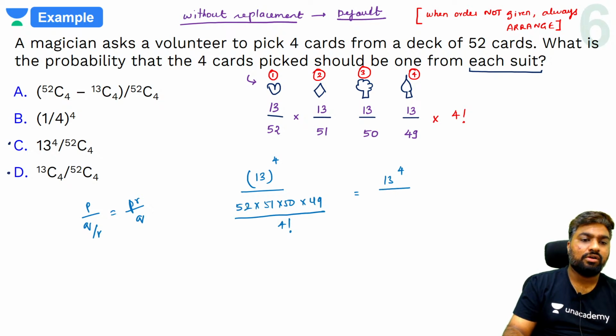So what is this? 13 to the power 4 तो है ही है. In the denominator, what do you have? 52, 51, 50, 49 by 4 factorial. That's nothing but 52C4.